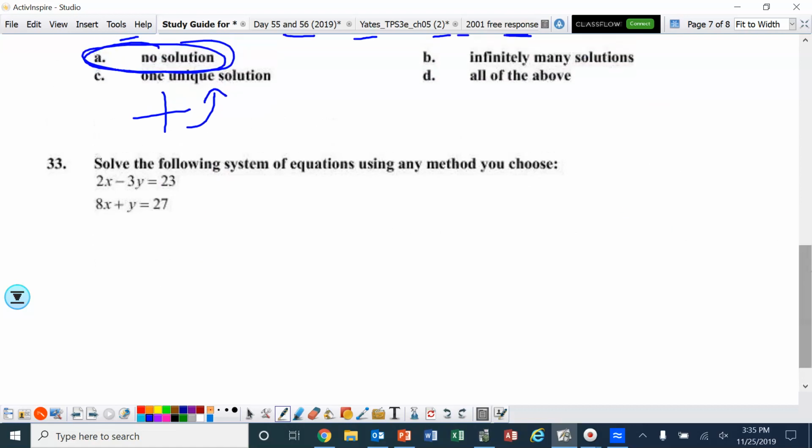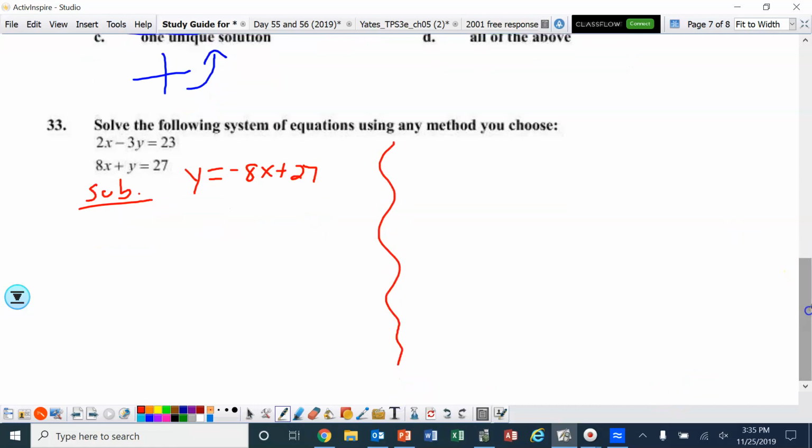Solve the following using any method. Well, if I get to choose any method, then I'm going to go ahead and I'll show both, but I'm going to start with substitution. So that means here I would get y by itself, so that y would equal negative 8x plus 27. Okay, I'll show both, so you can decide which one you would prefer. Now I'm going to plug that back into the other equation. So I've got 2x minus 3 times negative 8x plus 27 equals 23. All right, solve for x.